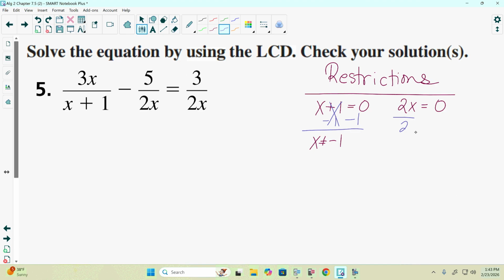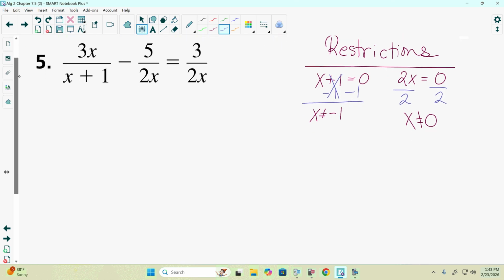We're going to do the same thing for 2x. The first thing we're going to do here is divide both sides by 2, because 2x divided by 2, the 2 divided by 2 is going to be 1, leaving us with just x. And 0 divided by 2 is going to be 0. So it's telling us x cannot be 0 or negative 1. If we get a solution of 0 or negative 1, we have to throw it out. Those values do not work. Questions on how we found our restrictions?